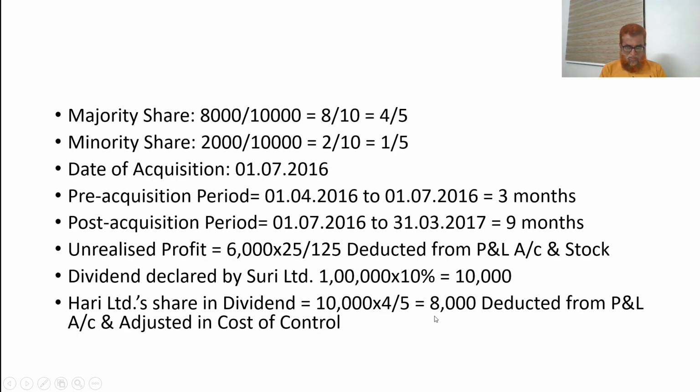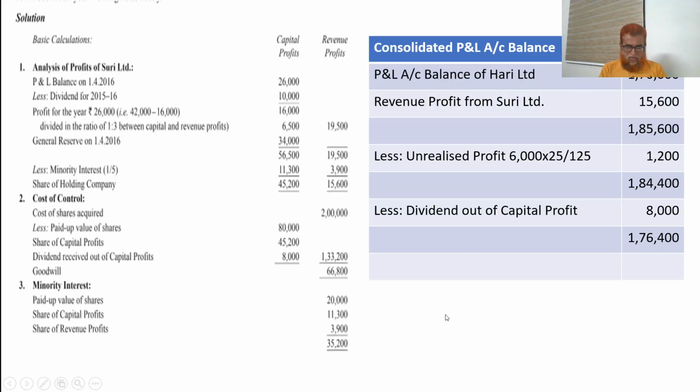This calculation I told you, you have to deduct it from profit and loss account and also cost of control. This 8,000. So 45,200 is deducted here. This 8,000 is also deducted. So 80,000, 45,200, 8,000. Total 1,33,200. If you deduct, you will get 2 lakh minus 1,33,200. 66,200 is the goodwill. Okay. So instead of making cost of control and then set off the cost of control against goodwill, we have done it in one step.